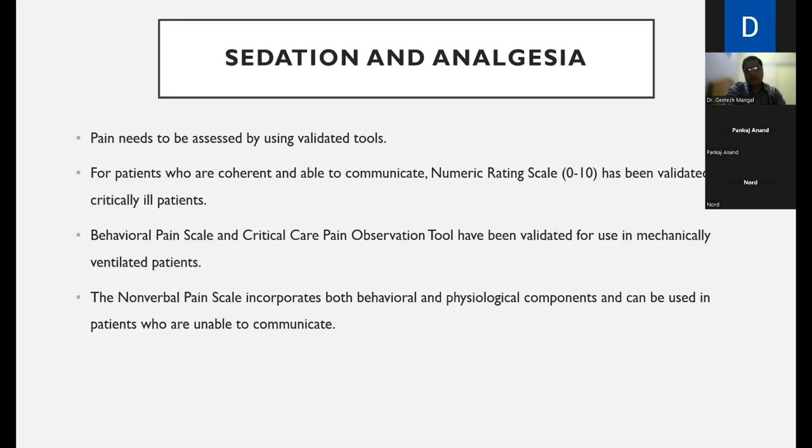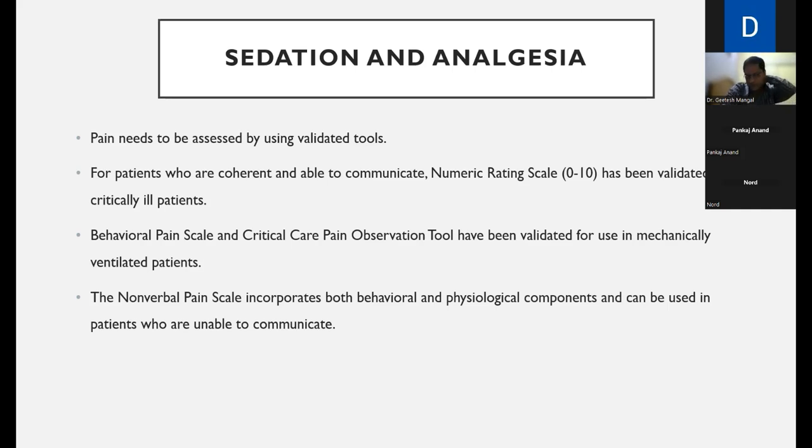For patients who are coherent and able to communicate, we can use a scale like the numeric rating scale, which scales the pain from 0 to 10, 10 being the most severe and 0 being no pain. The patient has to be made to understand it in his own language, and we need to document it repeatedly and treat it if the patient is experiencing moderate to severe pain. We have to treat it aggressively. Behavioral pain scale and critical care pain observation tool have been validated for use in mechanically ventilated patients.